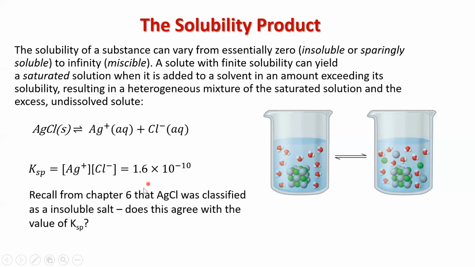So what can we do with that? We're going to be able to calculate concentrations from Ksps. And because this value is really small, it tells us that silver chloride is very insoluble. There isn't much of it that's going to dissolve at all before we establish equilibrium.